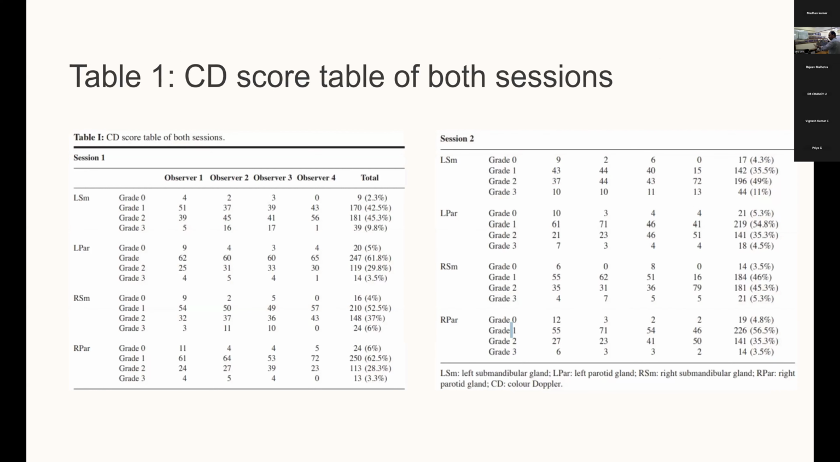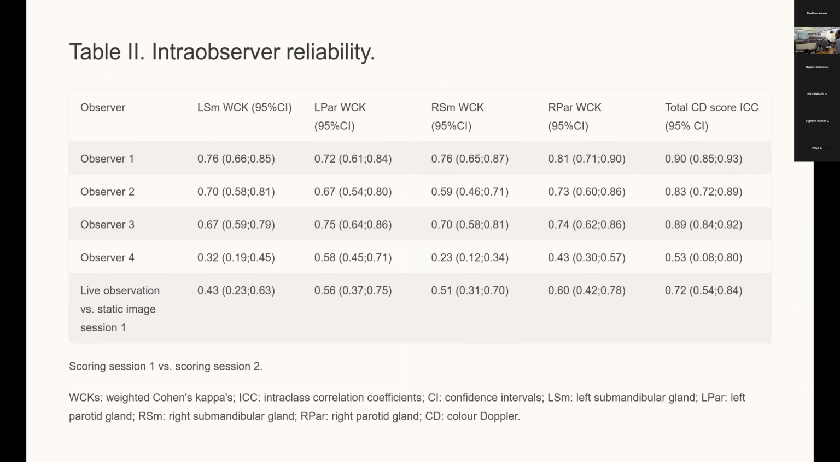If we just look at how they've actually looked at it, this is the left submandibular gland, left parotid, right submandibular, right parotid. They looked at observer 1, 2, 3, 4, and they added up all the grades of these observers, and then they got the total score. Then what did they do with that score? This is how they looked at the intra-observer variability. For example, observer number 1, the left submandibular gland. They looked at how this observer interpreted the scan on day 1, and the same images when they were shown to him 2 weeks later, how he interpreted that scan.